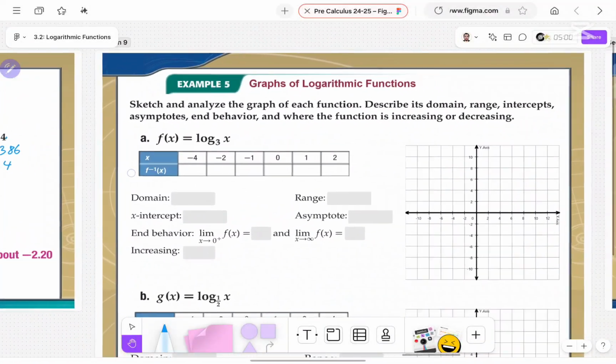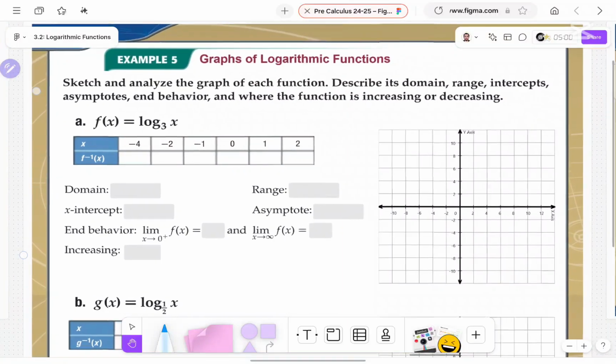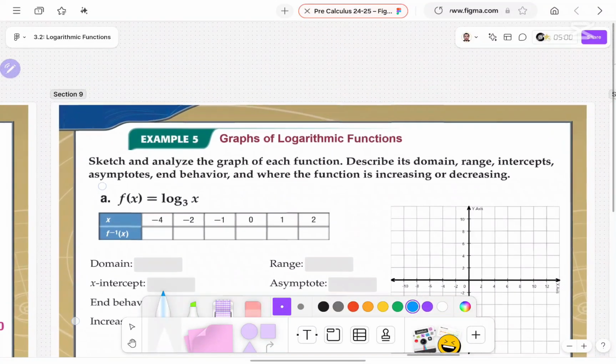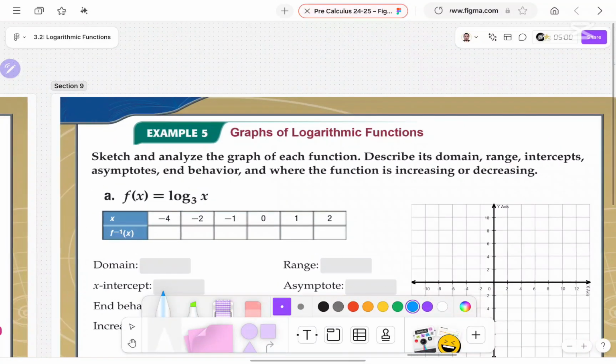Now, let's go to the last part here, how we can graph the logarithmic function. Graphing a logarithmic function is easy when I don't have h and k. So let me write the formula for you so you can know what I mean by h and k. When I have f of x equals a times log base b of (x minus h) plus k.